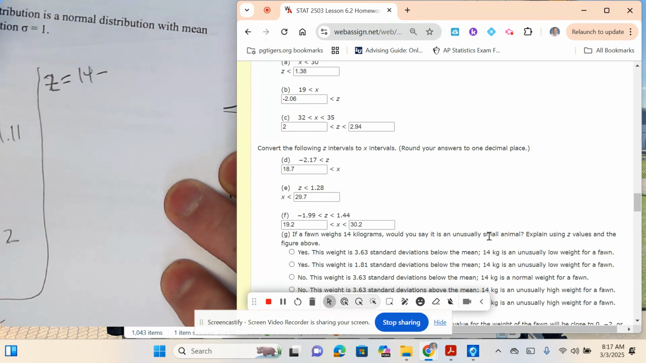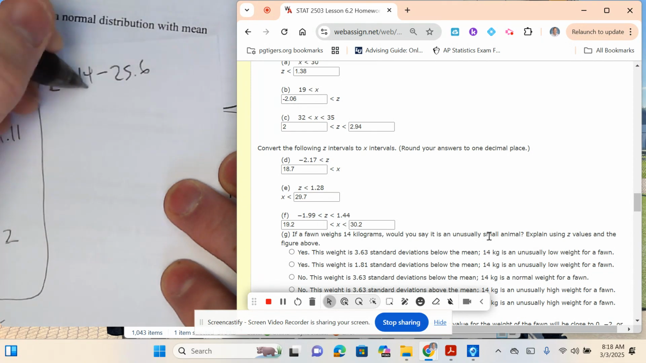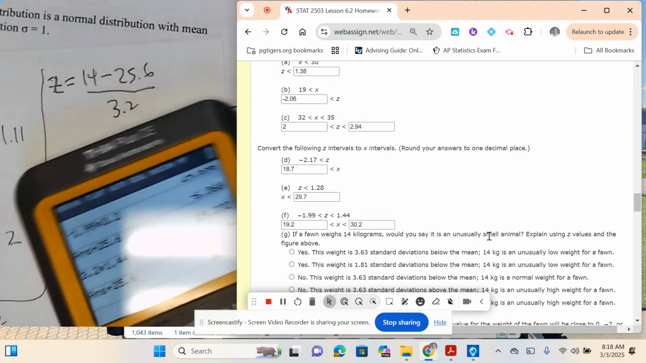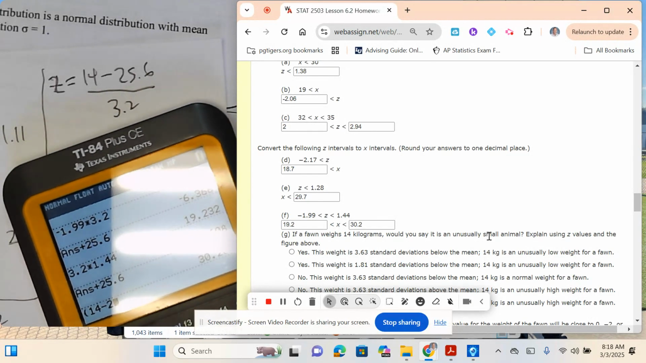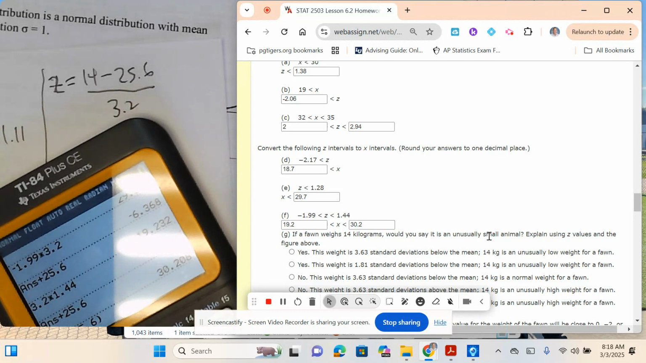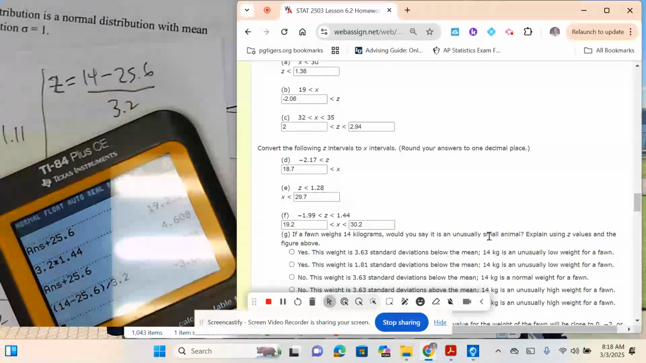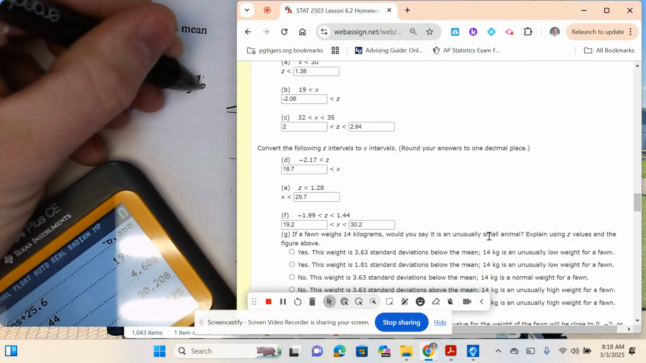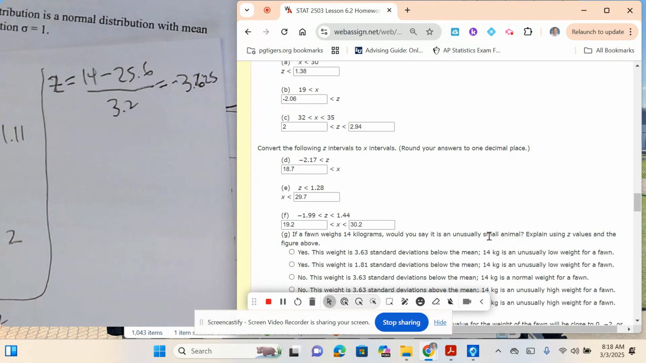So 14 is my X minus my mean, 25.6, divided by my standard deviation, 3.2. So I'm going to plug in 14 for X to test to see if that's unusually small. Now, what's unusually small? That kind of depends on the book you read. Negative 3.625 is what I got for my Z score. Would you say that's unusually small? Yes, small because it's negative and it's more than 3 standard deviations below the mean, so it's unusually low weight for the fawn.